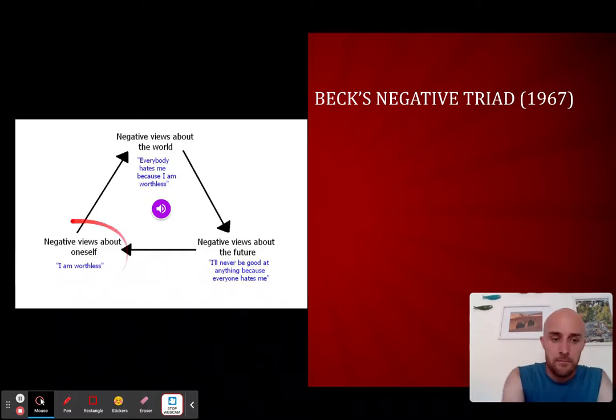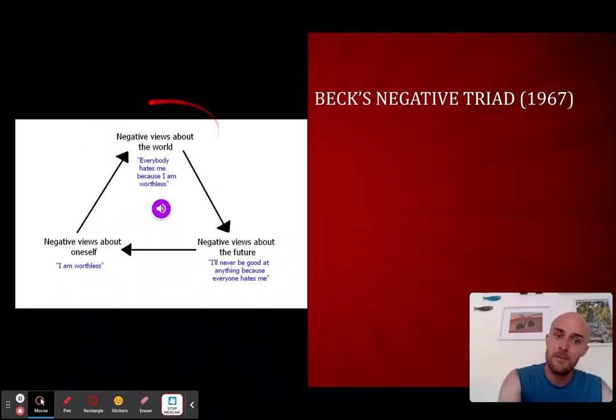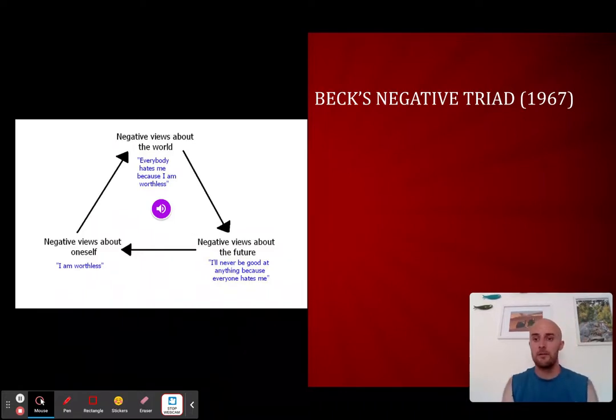Now, if you believe I am ugly, you are automatically going to think that everyone thinks you're ugly. If you think you're ugly, why wouldn't everyone else think you're ugly? So that is an automatic thought, right? And it's self-perpetuating. This one automatically leads to this one. Now, if you believe negative views about the world, you're going to believe negative views about the future. If everyone thinks you're ugly, everyone is always going to think you're ugly, right? That's a natural follow-on from that.